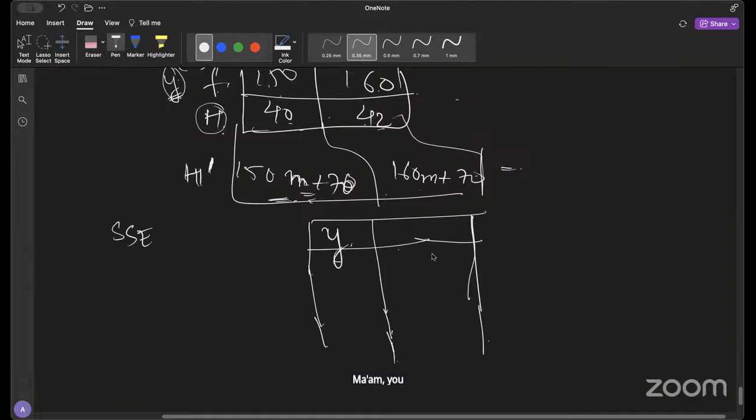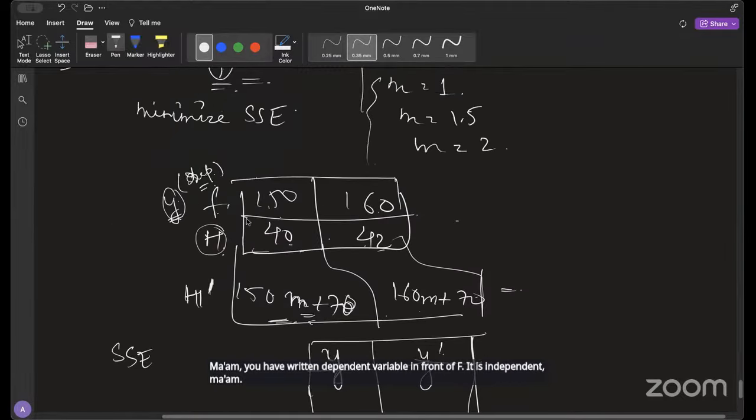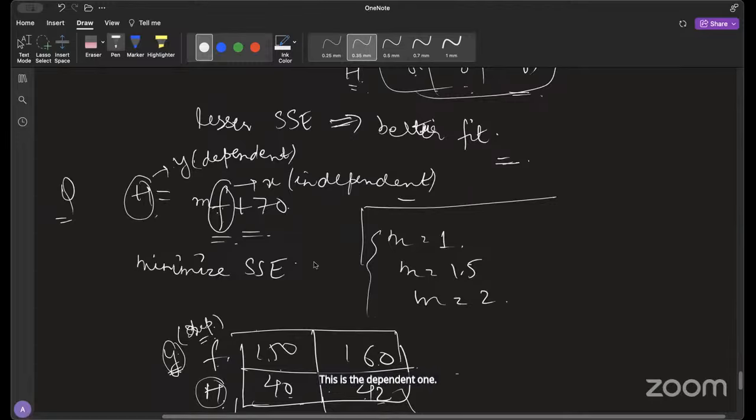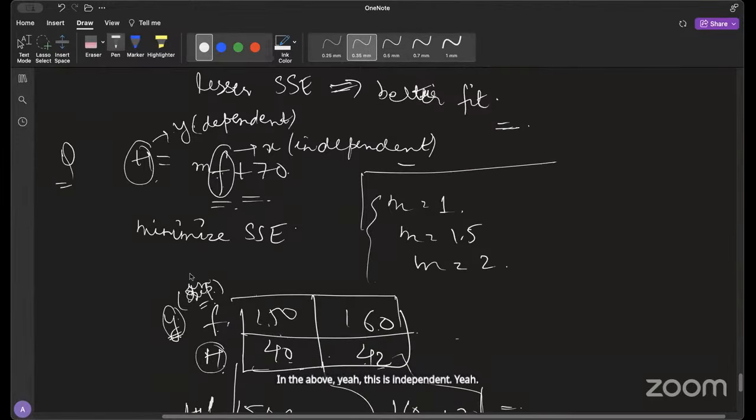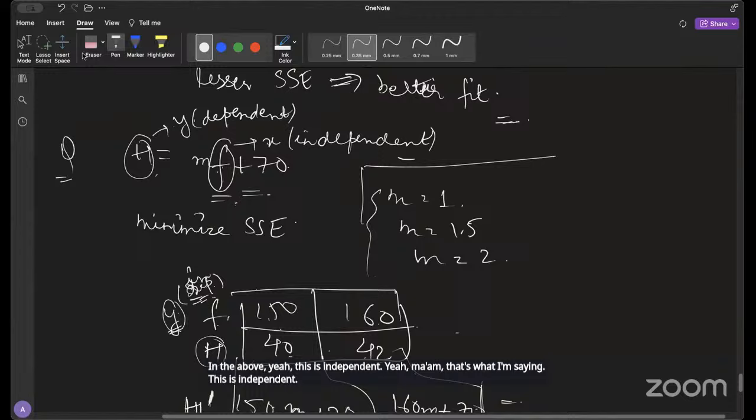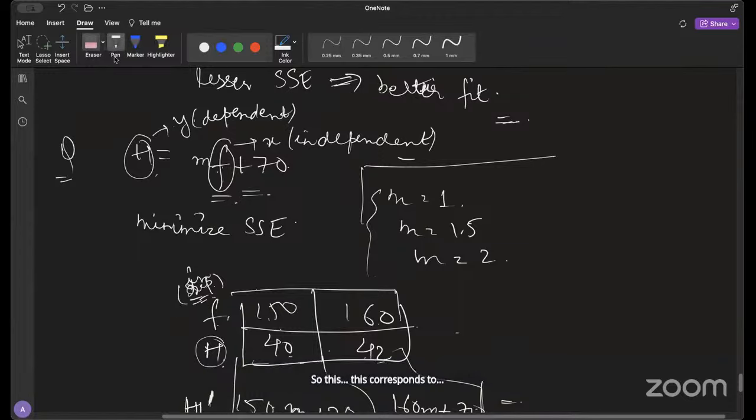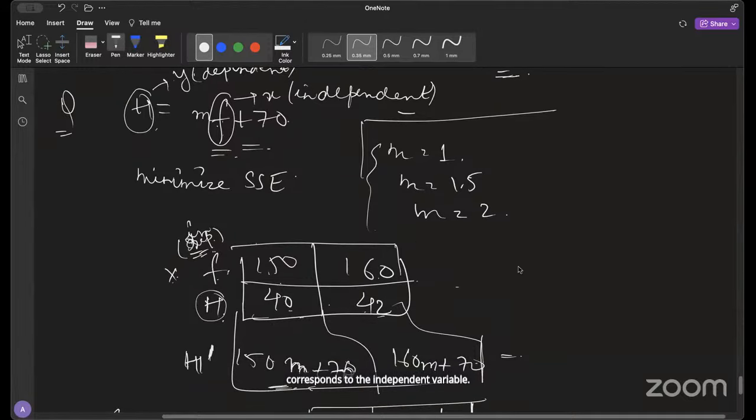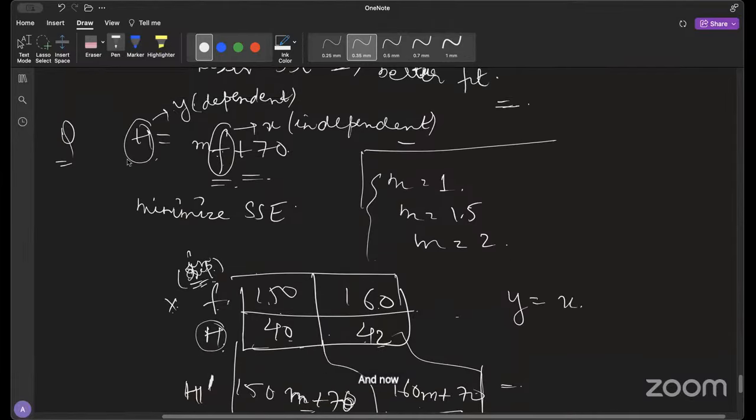Ma'am, you have written dependent variable in front of F. It is independent, ma'am. Yeah, this is the independent one. Yeah, ma'am, that's what I'm saying. This is independent. Why I'm writing X here is because X usually corresponds to the independent variable. So we're used to taking Y and X in equations, right? And now we've suddenly been given H and F. So your H here is the same as Y and your F here is the same as X. If it looks confusing to you, that's why I'm telling this.